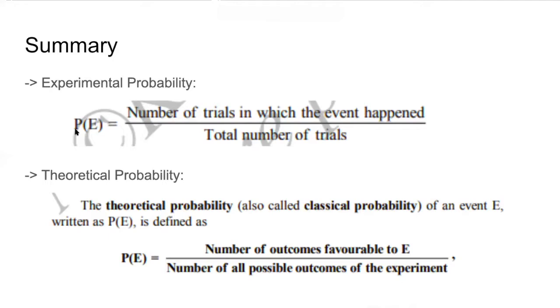For example, we took a coin toss and we tossed it 10 times, and if heads has come 3 times, then for the event of getting heads, the probability will be 3 divided by 10. And then we came to theoretical probability. What is theoretical probability? Instead of performing the experiment, beforehand we see what the possible outcomes are. So if we toss a coin, the possible outcomes are only heads or tails.